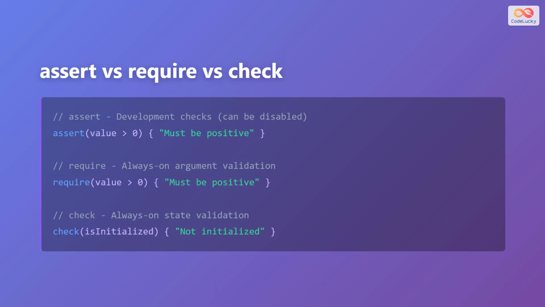Kotlin provides 3 similar but distinct validation functions. The assert function is for development checks that can be disabled in production builds. The require function is for always-on argument validation and throws an illegal argument exception if the condition fails. The check function is for always-on state validation and throws an illegal state exception when the condition is false. Unlike assert, both require and check always execute in production, making them suitable for critical validations.